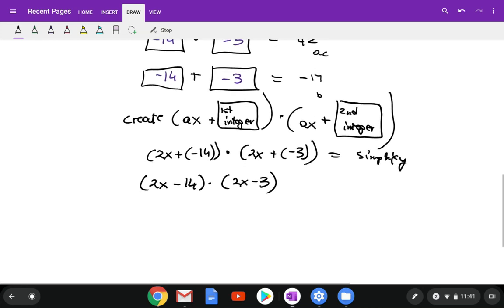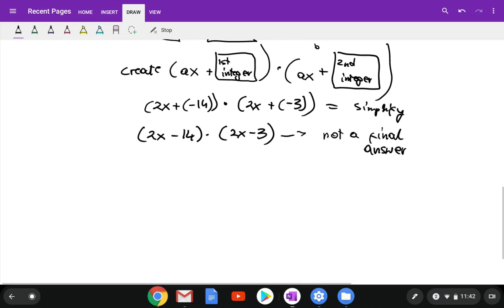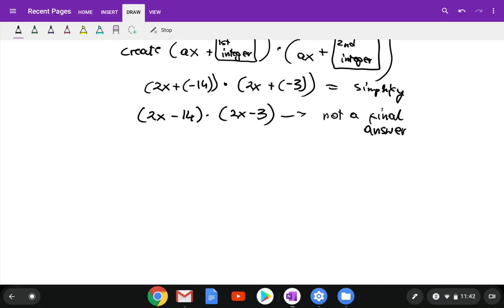Okay, again, this is not a final answer. Don't forget that when you create those two parentheses, you need to factor GCF from each parenthesis and ignore that GCF. So next, factor out.